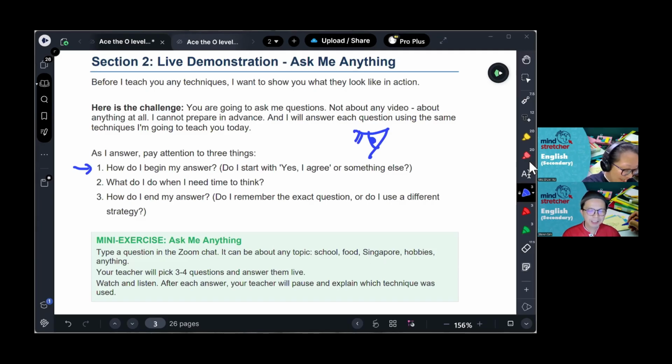Observe. Some people ask me, what is this? This is an I. So observe. Observe how I begin my answer. Observe what I do when I need time to think.